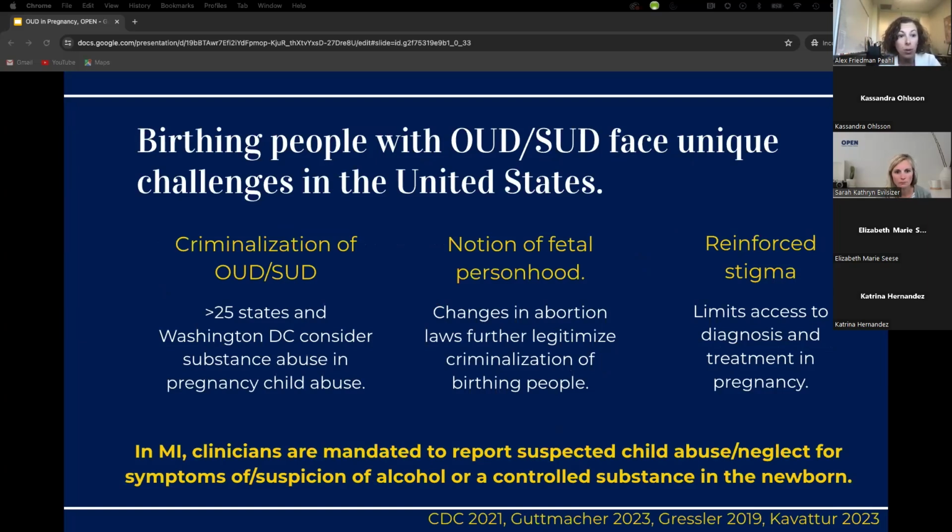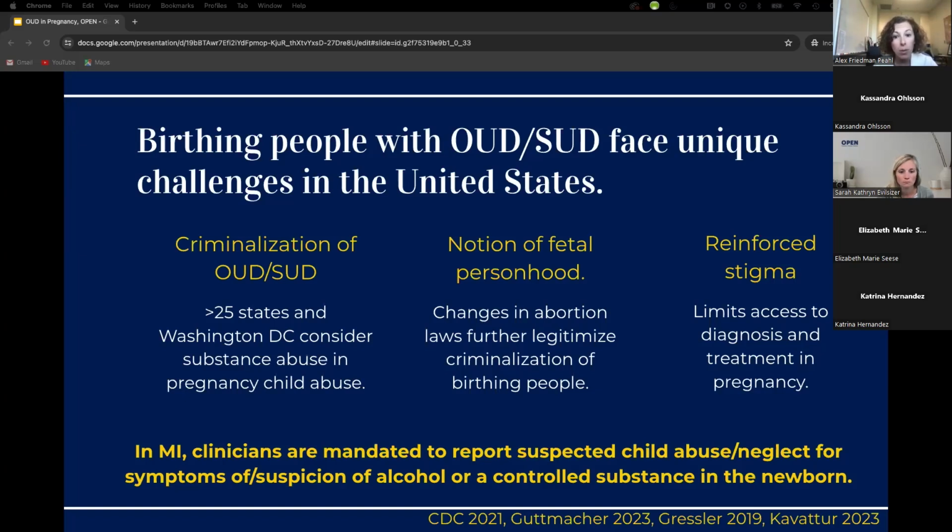This includes the criminalization of substance use disorder, which in many locations is increasingly being driven by legislation that codifies the notion of fetal personhood. According to Pregnancy Justice, which is a nonprofit that seeks to document instances of pregnancy criminalization, the majority of cases brought against birthing people from 2006 to 2022 have occurred in states with legislation that defines child abuse as including fetuses, fertilized eggs, and embryos.